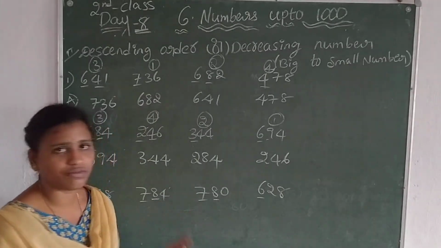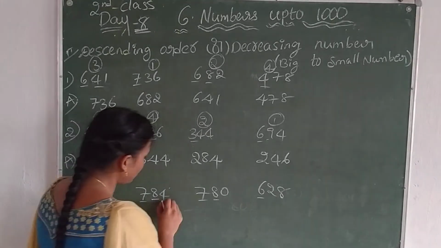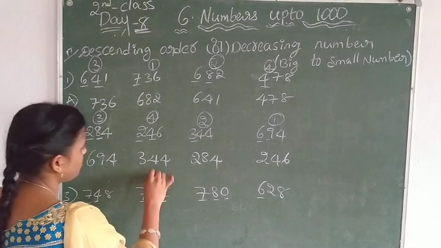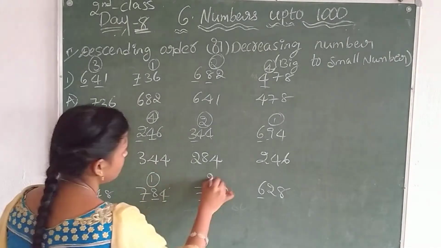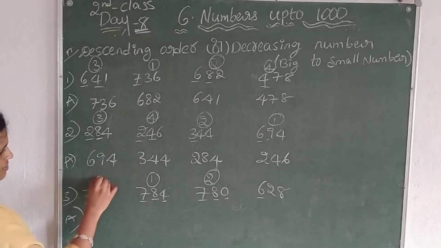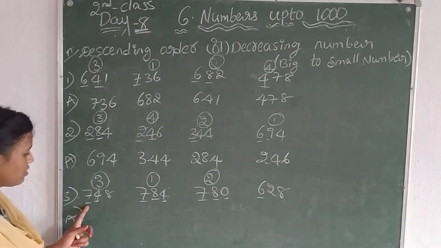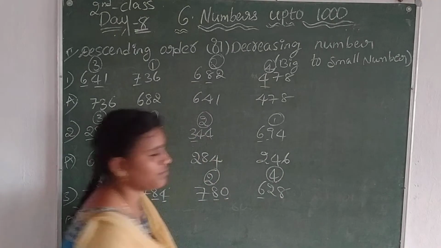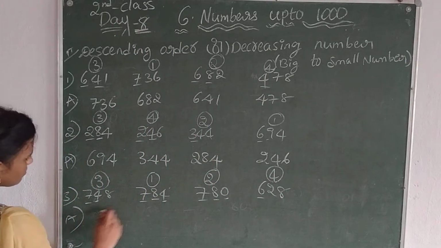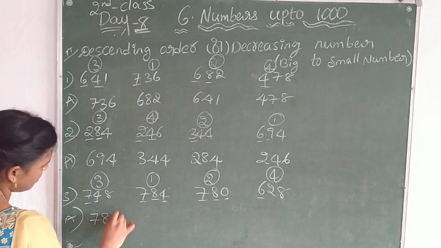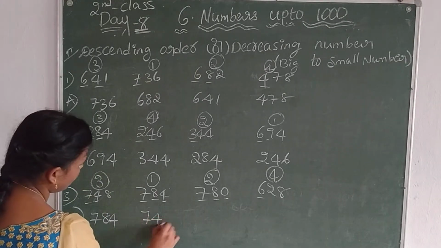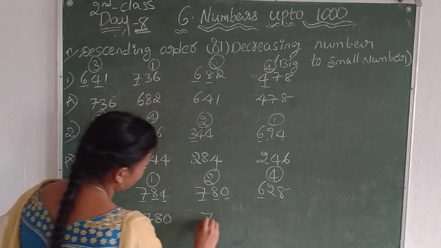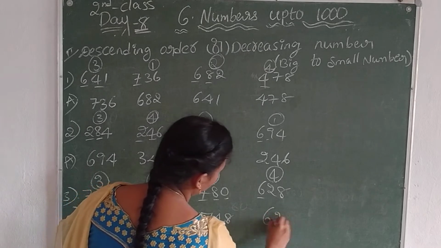In these 2 cases, we have 8 in the second place. That's why take the third place. Here 4, here 0. So which is big? 4 is big. That's why keep 1 here. 0 is second. And the last 7 digit number is this number, that is 3. 748. And the last one is 628. Let's see. The first number 784, 748, 780. Next 748. Next 628.